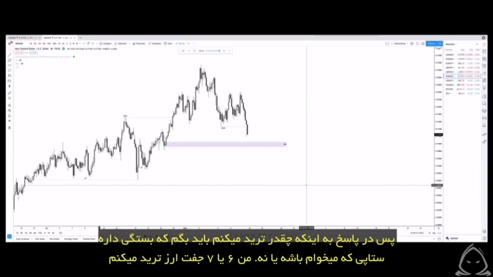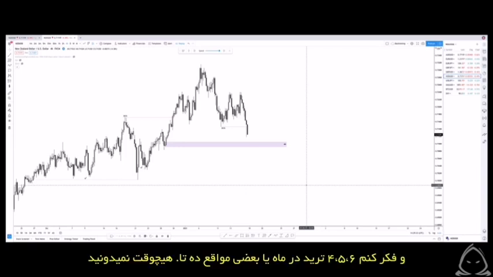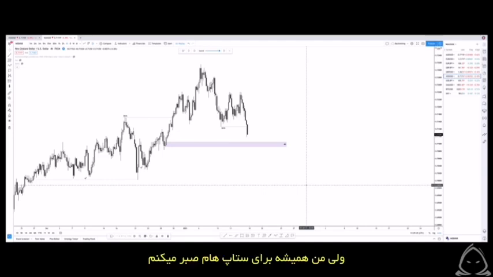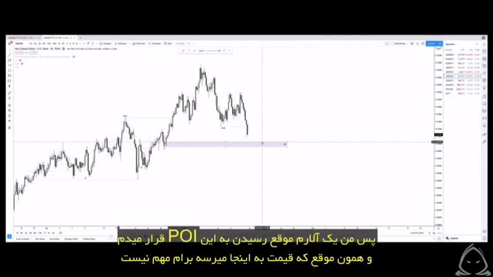I trade sort of 6, 7 pairs. And I would imagine, you know, 4, 5, 6 trades a month, sometimes 10. Obviously, you never know. But I would always have a setup. So what I would do is set an alert just before this POI. And until price gets here, I'm not interested.